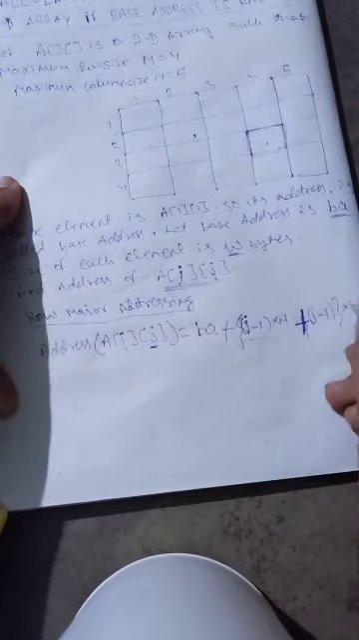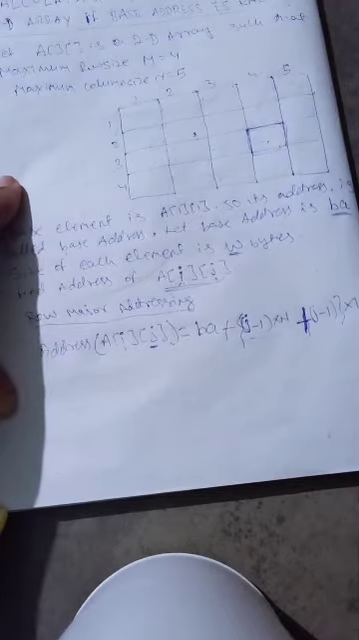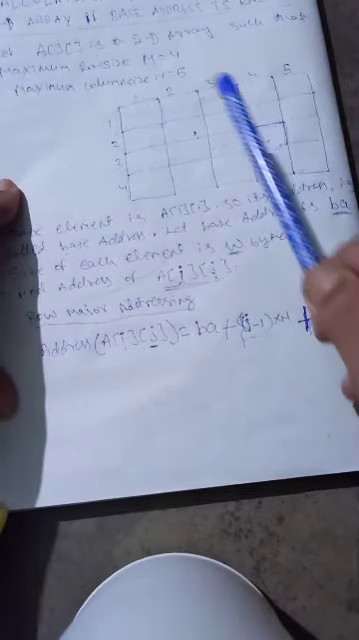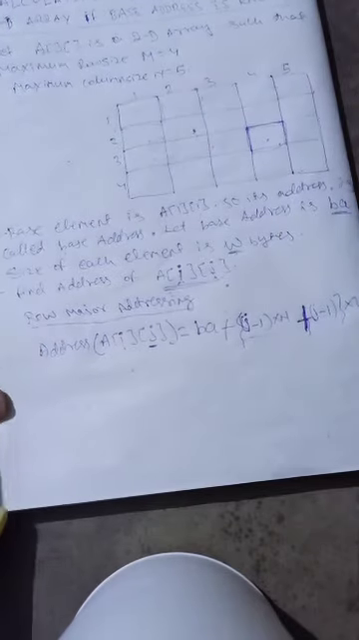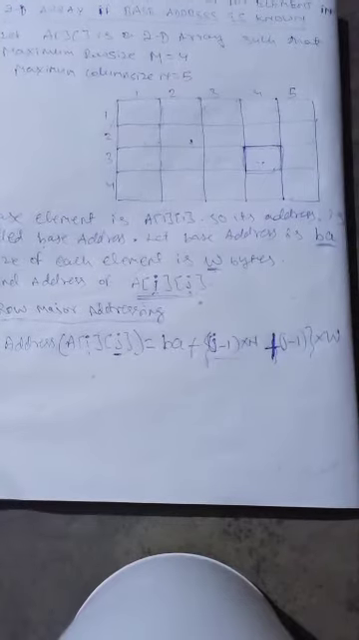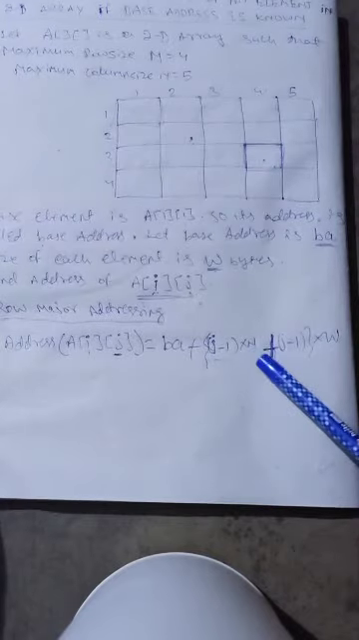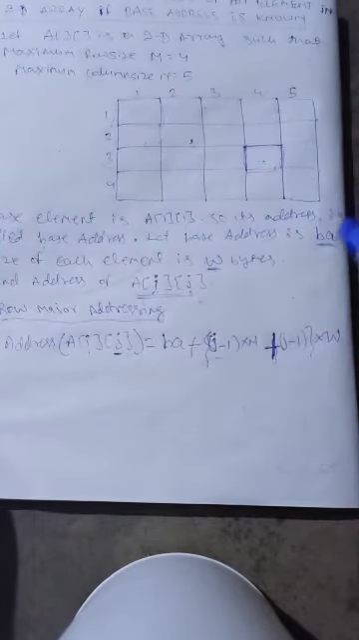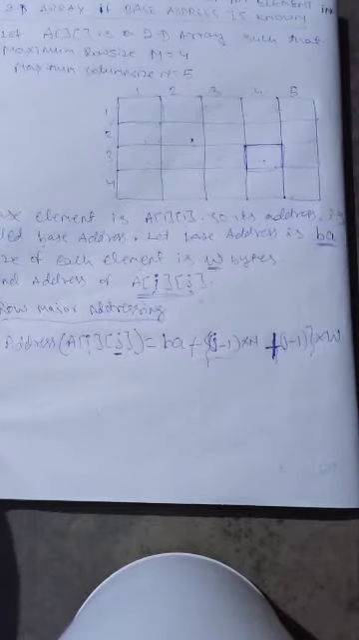Then the whole thing into W. W means the size of one single memory cell. This is the formula that will calculate the address from the base address. Now similarly, if we implement column major, this formula will change. Today I will just give you the formula, and in the next video I will give you an example to calculate.